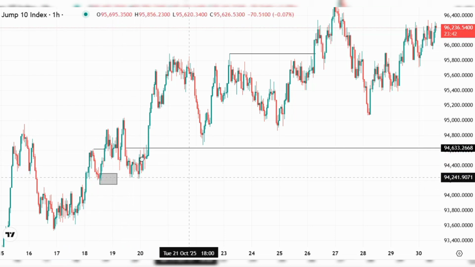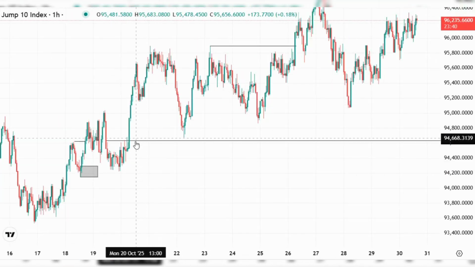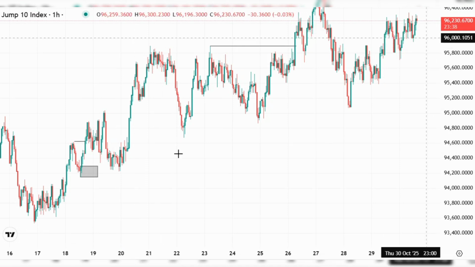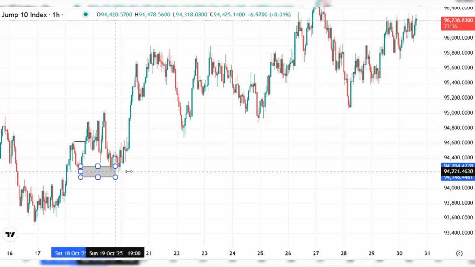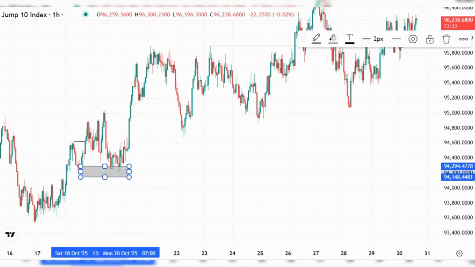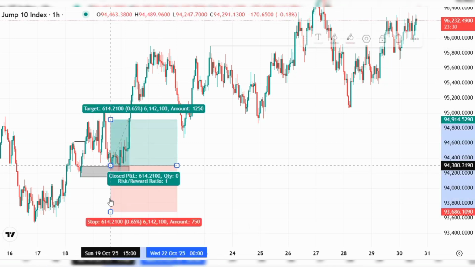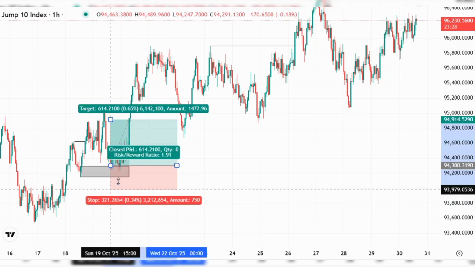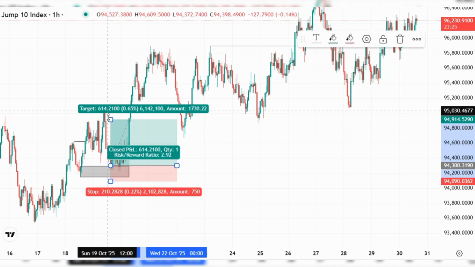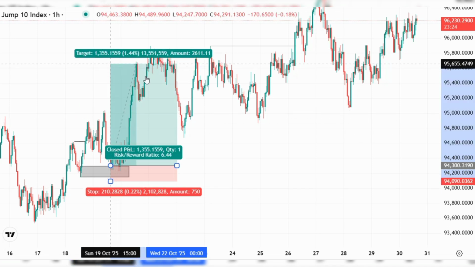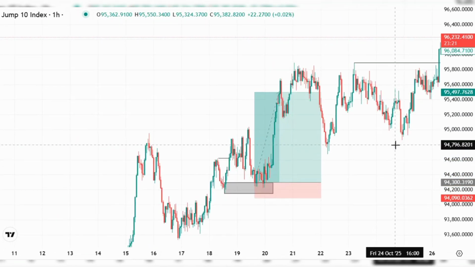Now what happened after this break of structure? You see that price came down here and tapped on it. If you came here and placed your buy limit order, put your stop loss above here, and your target, let's say, is high here, you would have made clean profit just by knowing order blocks alone. This is the power of order blocks.